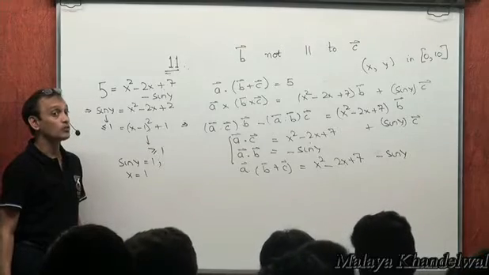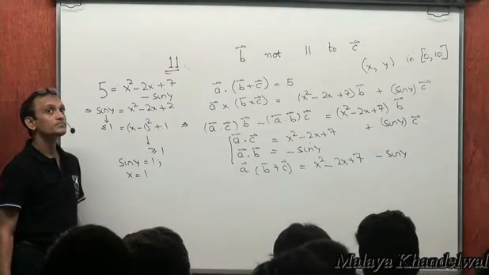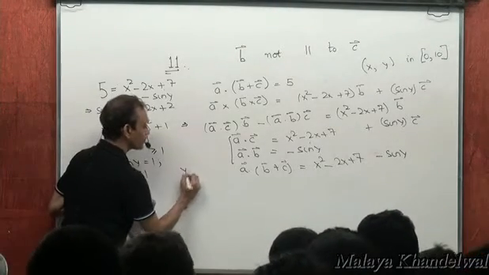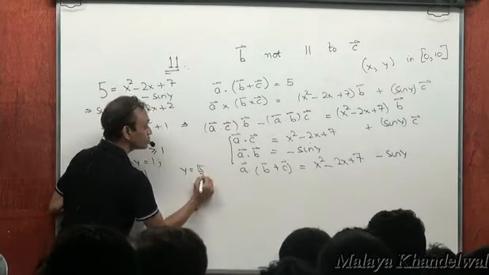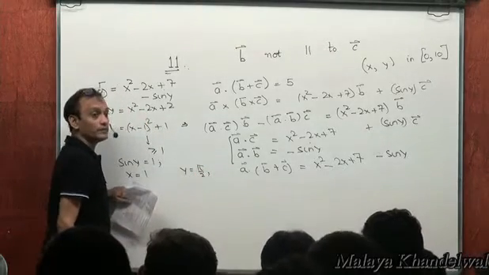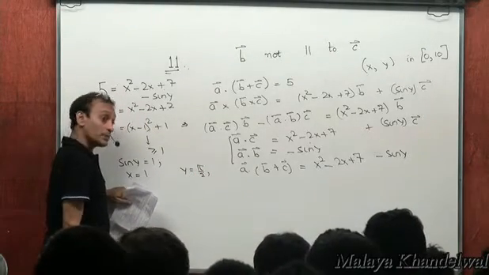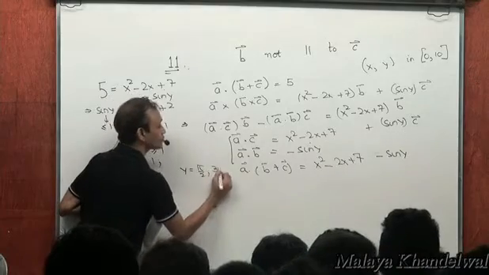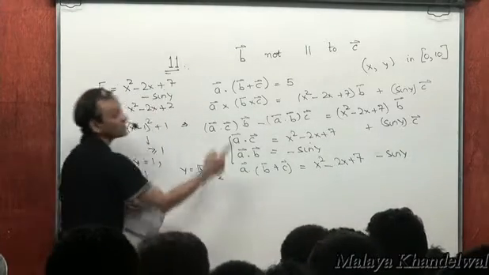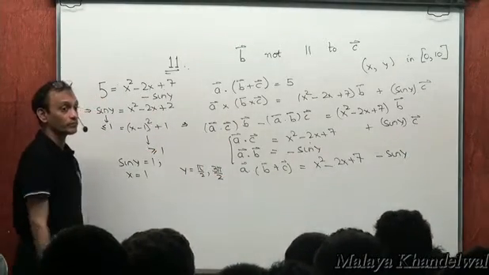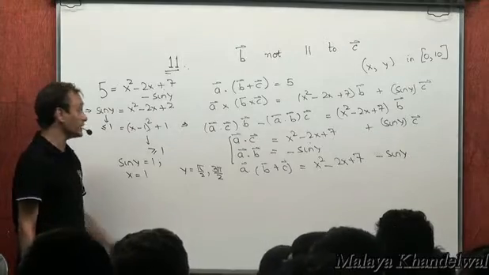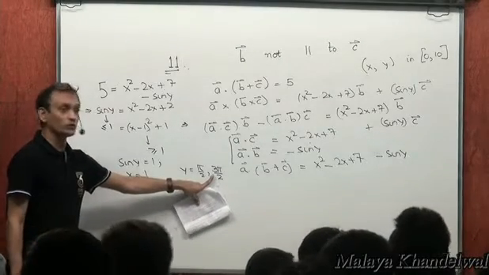Sin y equal to 1 means y could be pi by 2, then 3 pi by 2, because it has to be greater than 0 and less than 10. It could be, right? Then what are the other values?